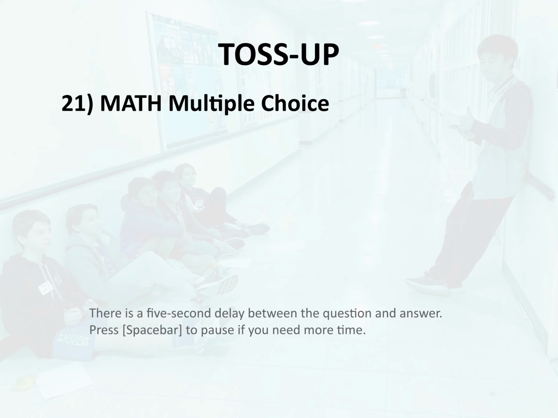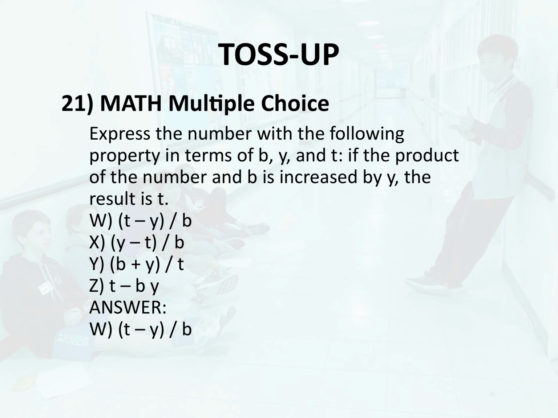Toss-up 21. Math. Multiple choice. Express the number with the following property in terms of b, y, and t. If the product of the number and b is increased by y, the result is t. W. The quantity t minus y over b. X. The quantity y minus t over b. Y. The quantity b plus y over t. Z. t minus by. Answer: W. The quantity t minus y over b.